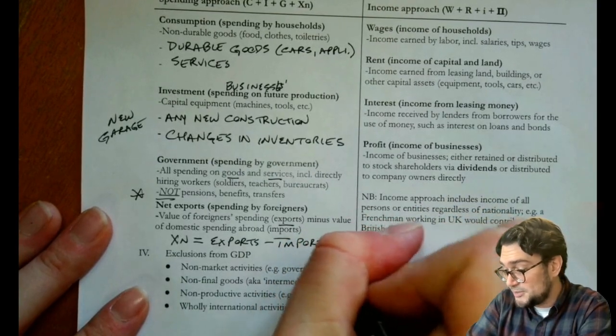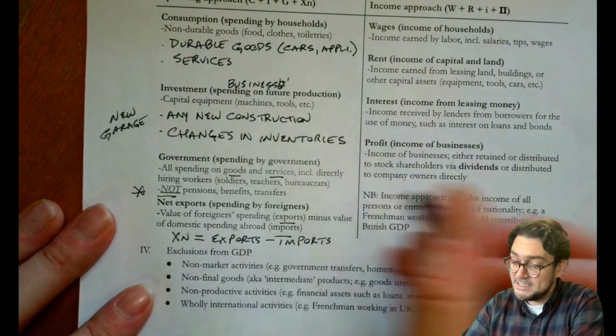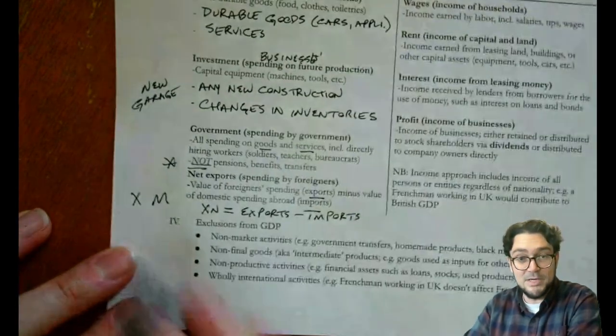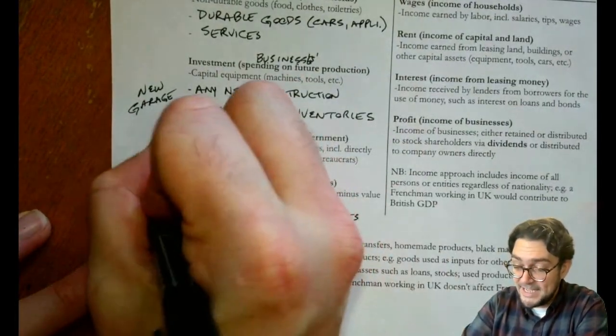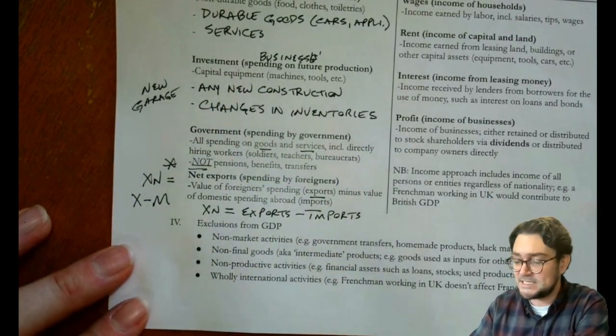And I'm rewriting it here, even though it's in there, because it sometimes throws people off. Net exports. And sometimes you'll see exports given as just X and imports given as M. So that's what that is. But the XN is equal to X minus M. So that's that net exports.